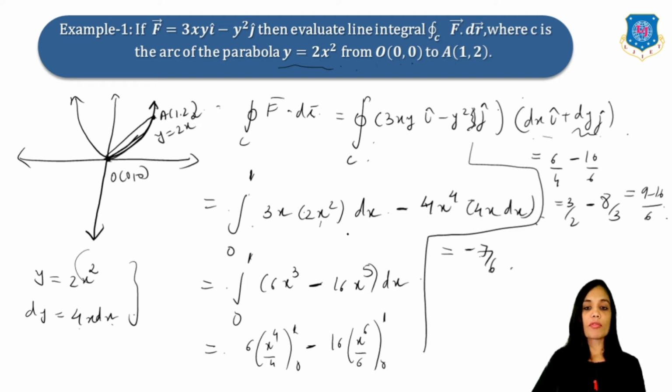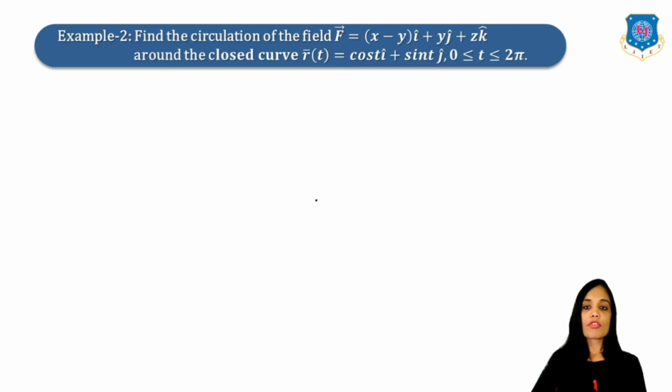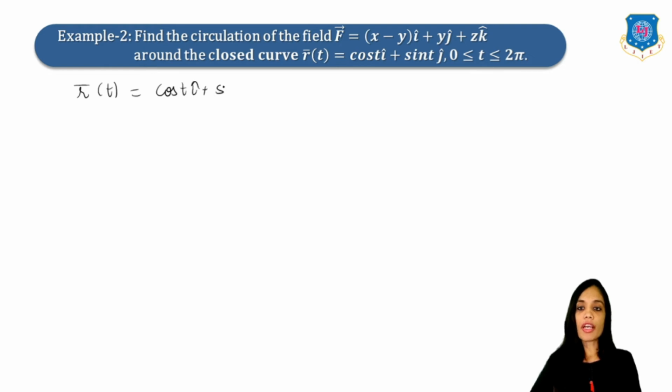Now let us solve one more example. We have to find the circulation of f bar around the closed curve r bar equals cos t i cap plus sin t j cap for 0 less than or equal to t less than or equal to 2 pi. So here your r bar is cos t i cap plus sin t j cap.